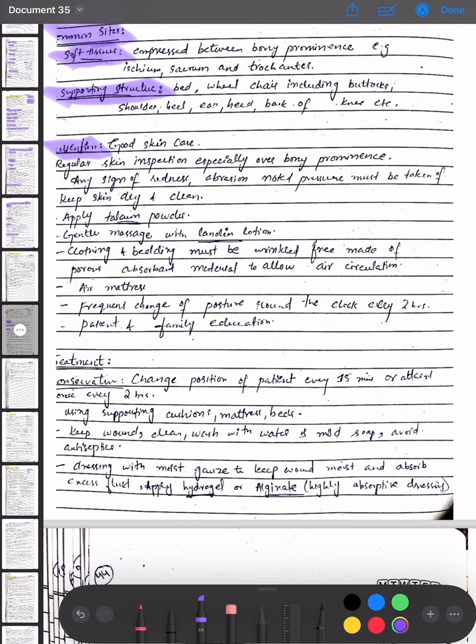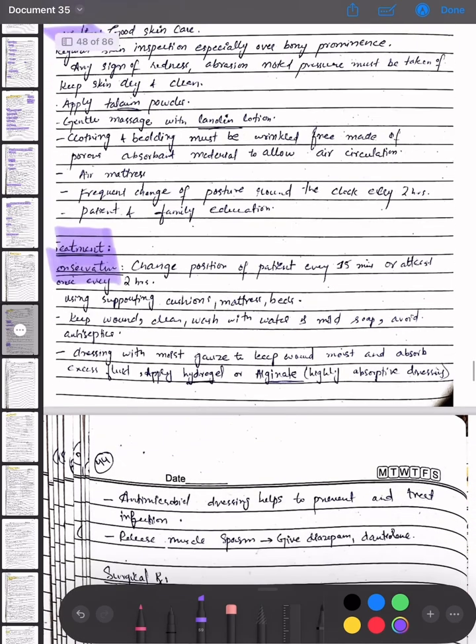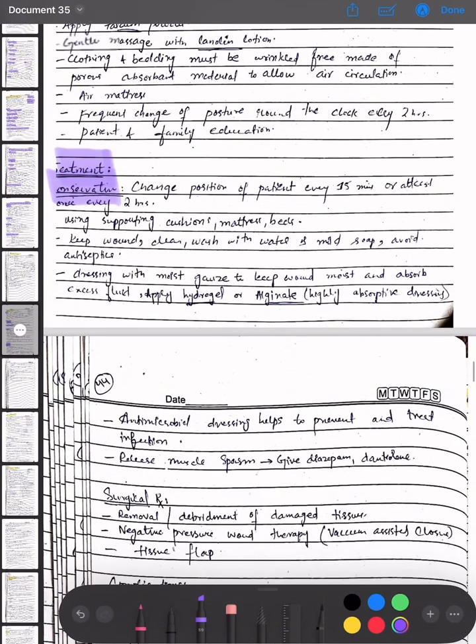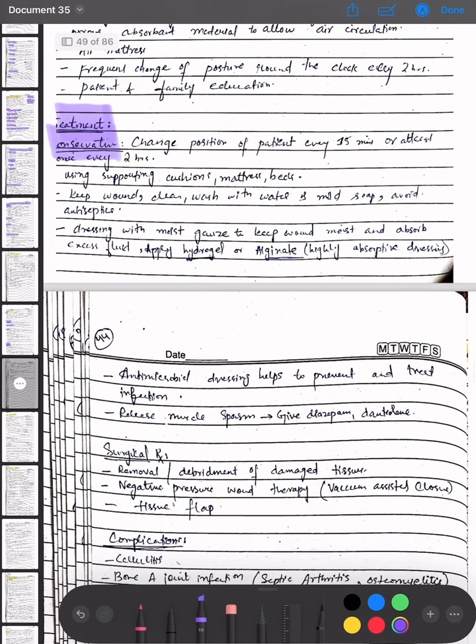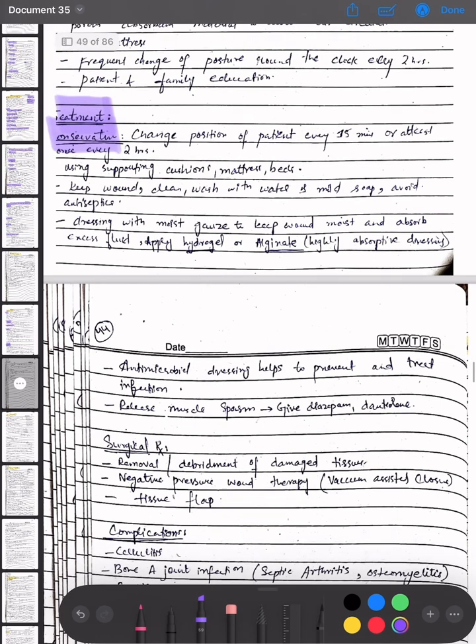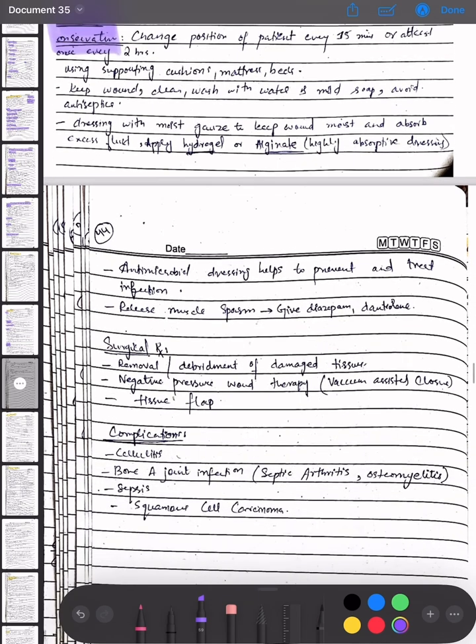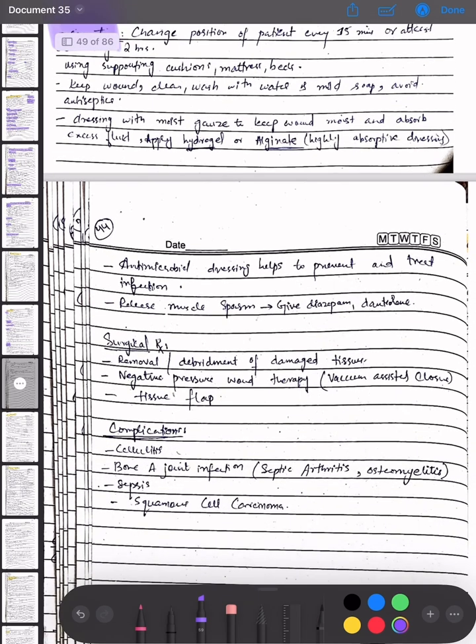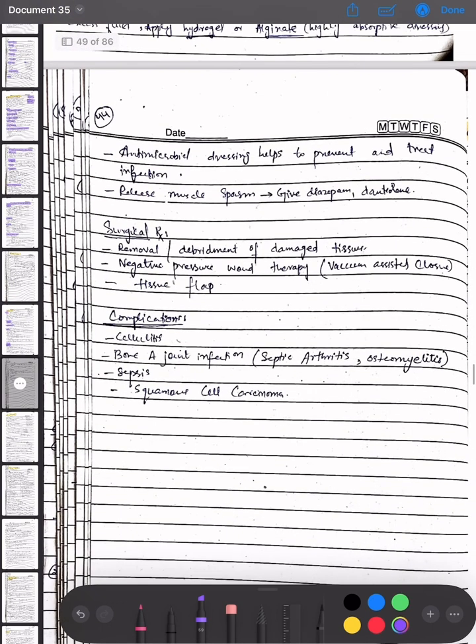Now, what are the treatment options for decubitus ulcers? These are the conservative treatment. Change position of the patient every 15 minutes or at least every 2 hours, using supportive cushions, mattresses, and beds. Keep the wound clean. Wash it with water and mild soap, and avoid antiseptics. Dress with moist gauze to keep the wound moist and absorb excess fluid. Apply hydrogel or alginate, highly absorptive dressing. Antimicrobial dressing helps to prevent and treat infection. To release muscle spasm, give diazepam and dantrolene.